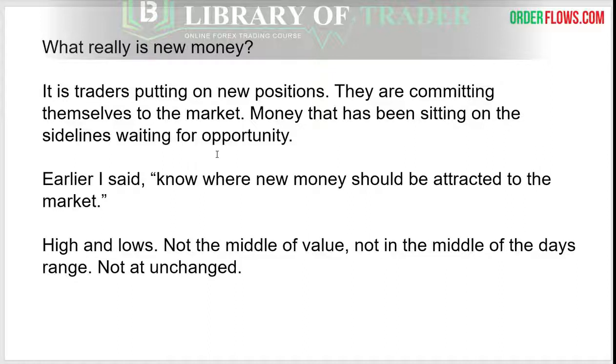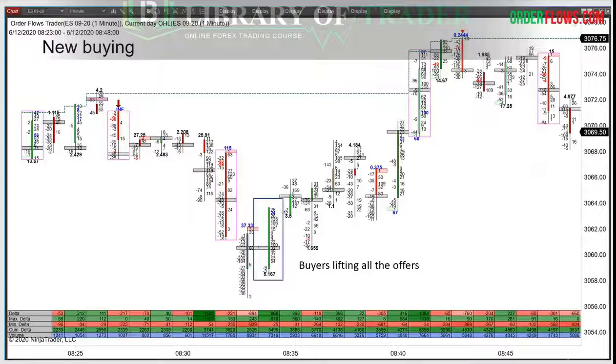Just as if you're going down, making new lows, the market can reverse and go up, or it can go down and make fresh lows. It's not going to be in the middle of the value area, right? They're not going to get involved in the middle of the value area, the middle of the day's range. They're not going to get involved at the unchanged level, right? So you've got to know where new money should be attracted in the market. All right, it's a perfect example. We hit the high, started selling off. Okay, some strong selling here in this bar right after the high.